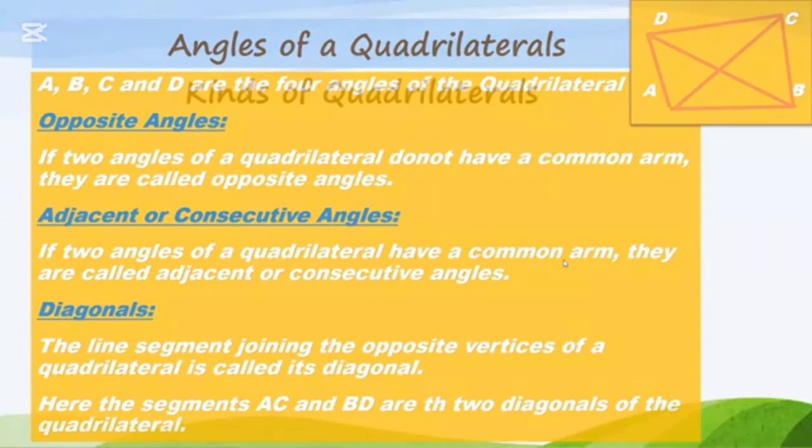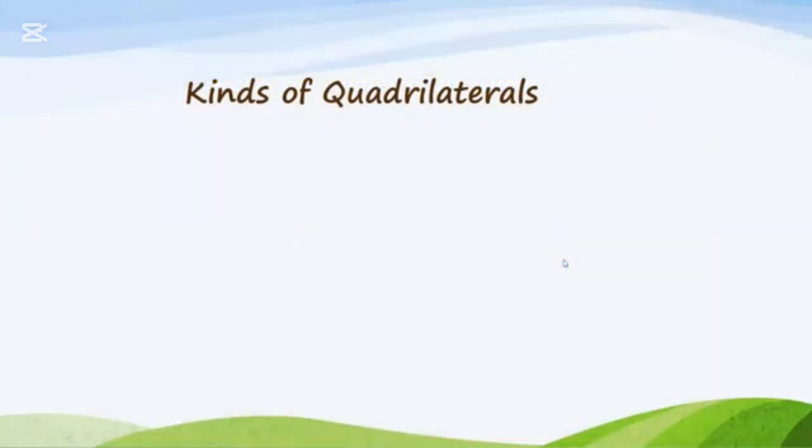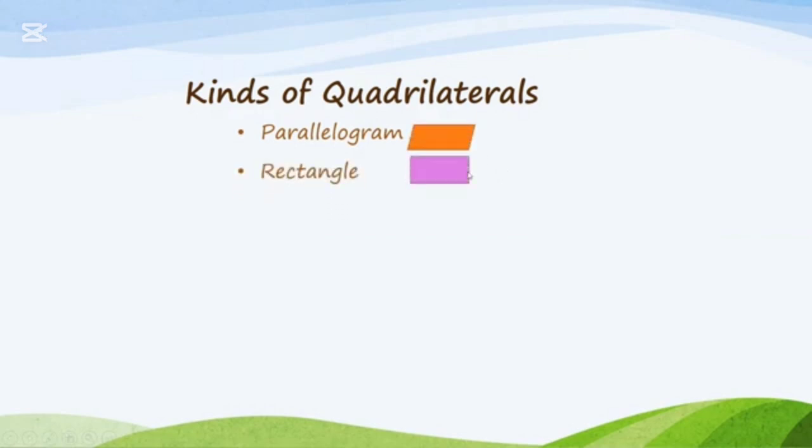So this is all about quadrilaterals, sides and angles of quadrilaterals and diagonals. Now let's discuss kinds of quadrilateral. We are going to discuss three kinds of quadrilateral here. Number one, parallelogram, like this. Number two is rectangle. And number three is a square.